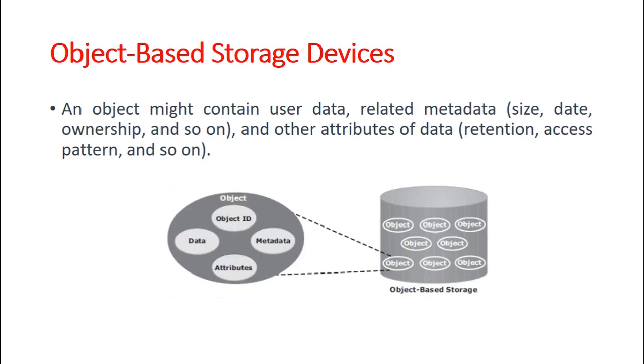An object might contain the user data and the related metadata such as the size, the date, ownership and so on, along with other attributes of the data such as the retention and the access pattern. We need to first understand what an object is. An object contains the user data along with the metadata and other attributes. Examples of metadata are the size, the date, ownership and so on. Examples of attributes of the data are the duration for which the data should be retained, the retention policy or retention value, and how the data should be accessed, the access pattern.